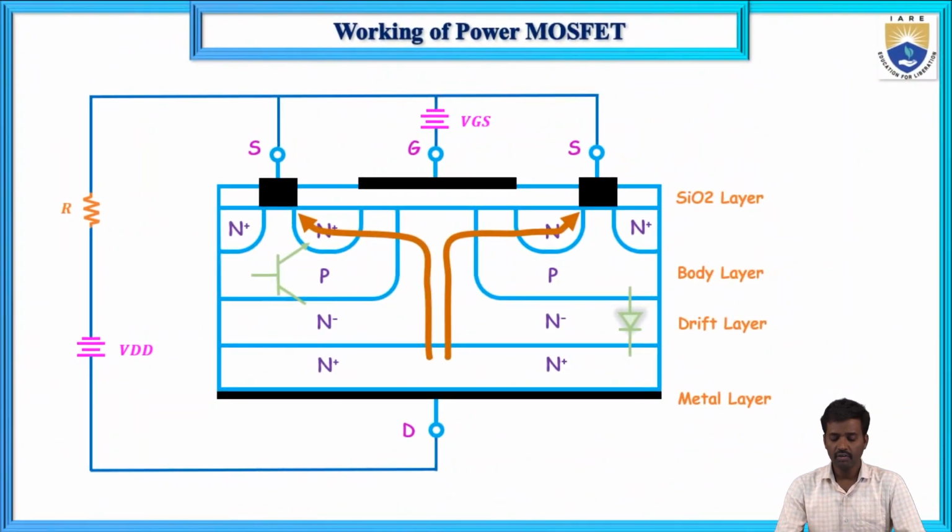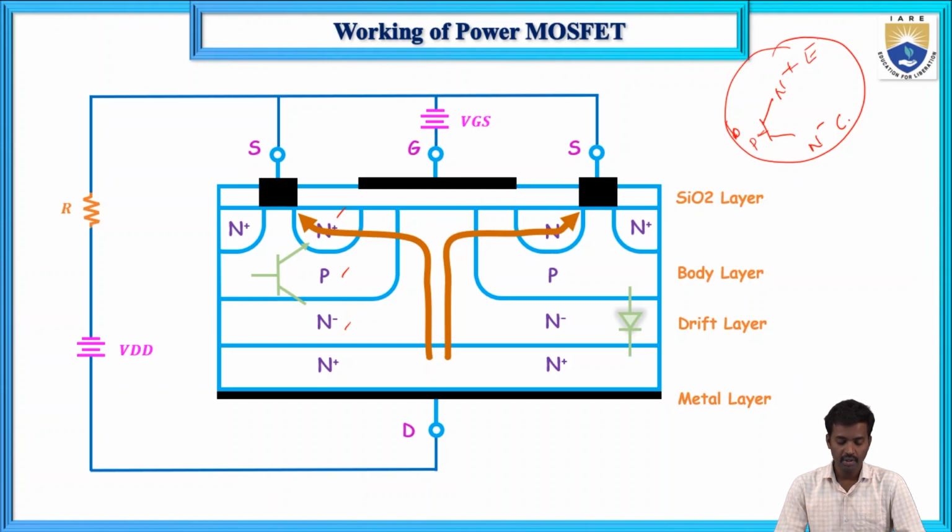And what will happen here? If you observe one thing here, this is N plus, this is N minus, and this is P. So N plus, N minus, P means this is a parasitic BJT. In the parasitic BJT, N plus is the emitter, N minus is the collector, and this P region is the base.